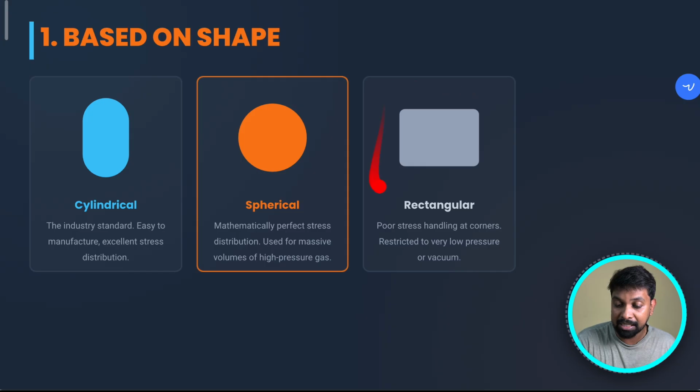Rectangular pressure vessels are not a common one, we don't use them everywhere, but recently I did a rectangular pressure vessel for SKF. It handles stresses very poorly. We have to give more supports and provide extra thickness in particular places. Mostly the corners fail very easily, so it is not a common pressure vessel in our field.